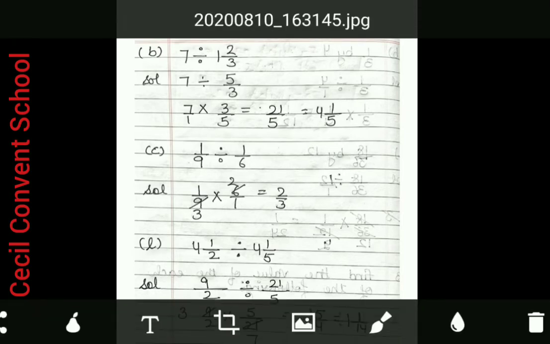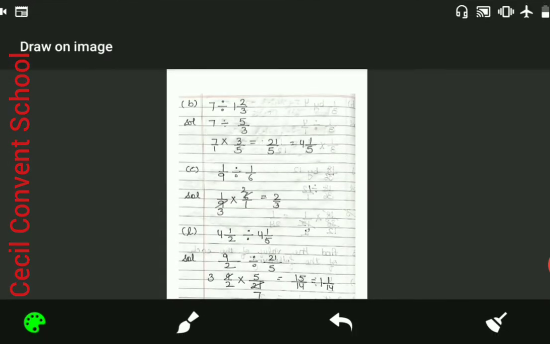Clear? Now student, we do C part of it. 1 by 9 divided by 1 by 6. So in place of the divide sign, again what comes? The multiply sign, and 1 by 6 will become 6 by 1. Now see, 6 and 9 come in one table, that is the 3 table. 3 twos are 6 and 3 threes are 9. So you cut it, the answer will be 2 by 3.